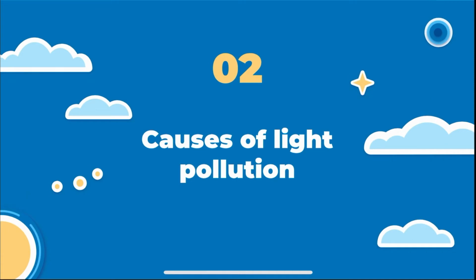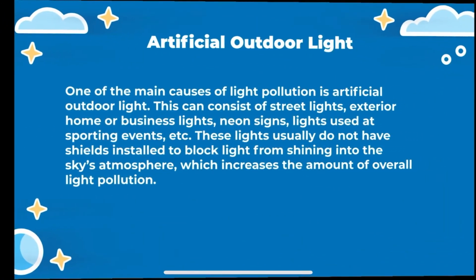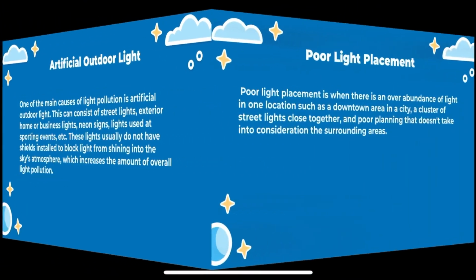Causes of light pollution. Three major causes of light pollution are artificial outdoor light, poor light placement, and LED light bulbs. Artificial outdoor light. One of the main causes of light pollution is artificial outdoor light. This can consist of streetlights, exterior home or business lights, neon signs, lights used at sporting events, etc. These lights usually do not have shields installed to block light from shining into the sky's atmosphere, which increases the amount of overall light pollution.